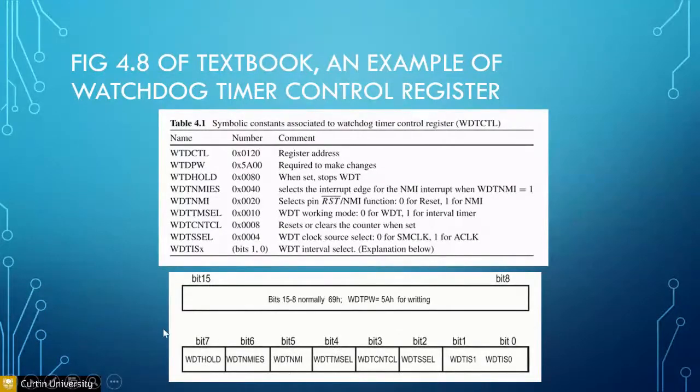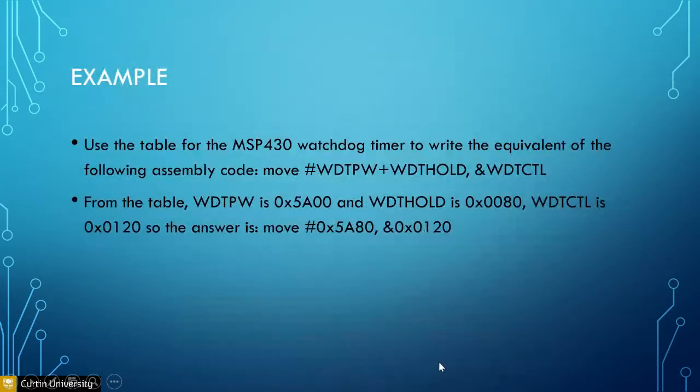Please go back and just understand this. These 8 bits are important. For the higher 8 bits, you only need to understand 5A something. So it's 5A plus 80, or whatever. So the top part, if you want to write to this register, you need to assign it as 5A.